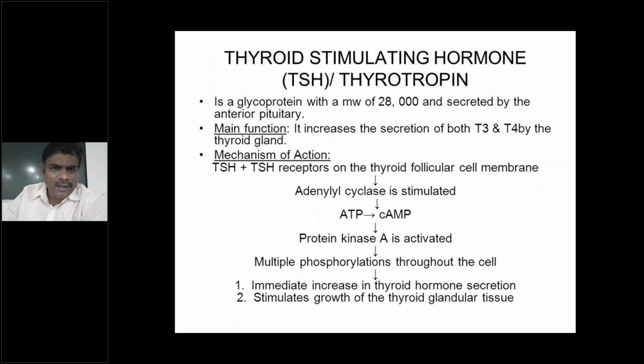Thyroid stimulating hormone has a molecular weight of 28,000, and it is secreted by the anterior pituitary gland. The main important function of thyroid stimulating hormone, as the name itself indicates, is to stimulate the release of the thyroid hormones, T3 and T4, by the thyroid gland. Another name for thyroid stimulating hormone is thyrotropin.